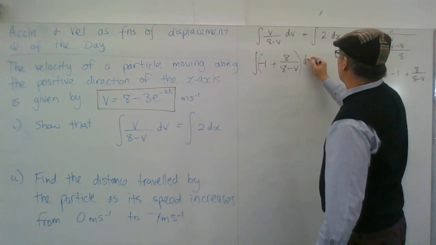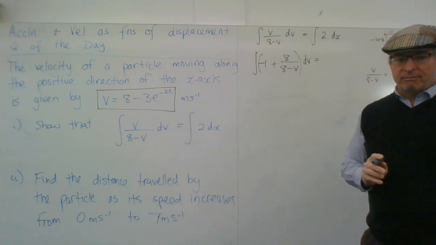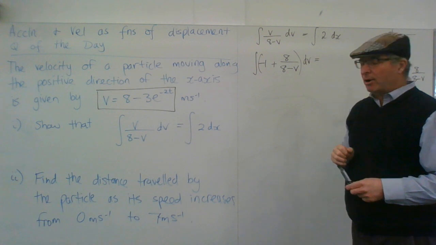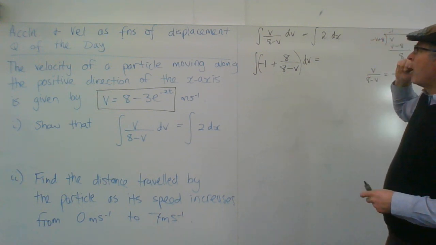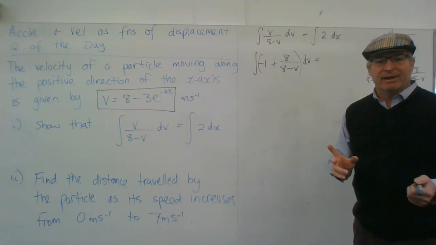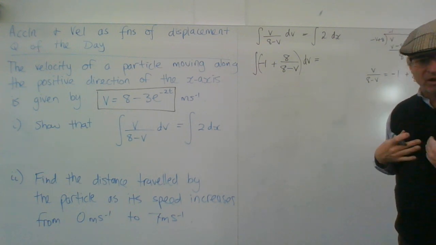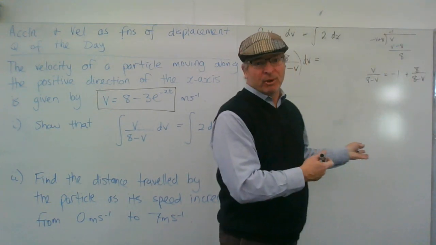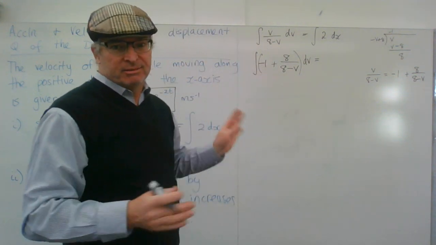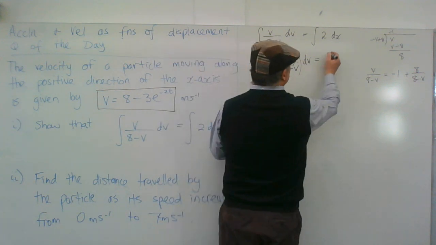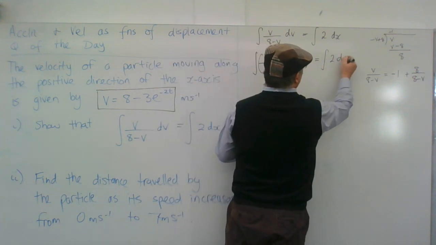But you should, if you don't get befuddled like I just did, be able to do that just in your head by making the top line be minus of 8 minus v. You could just do it without a polynomial division. But if you're like me, do the polynomial division just to make it stress-free. All right, and this is the integral of 2 dx.